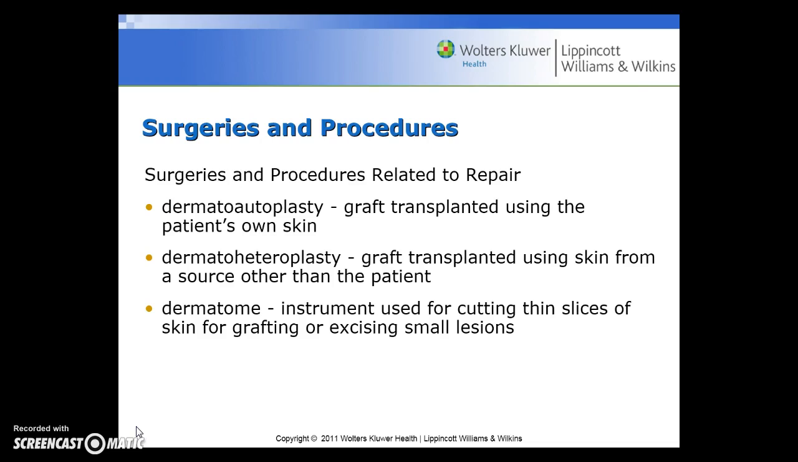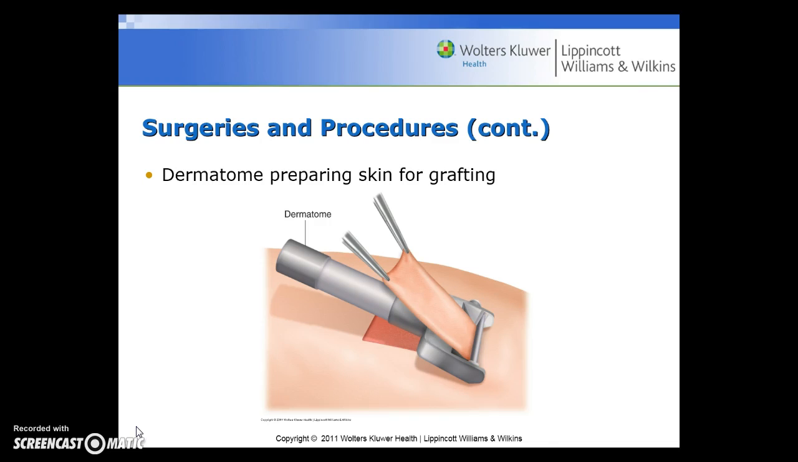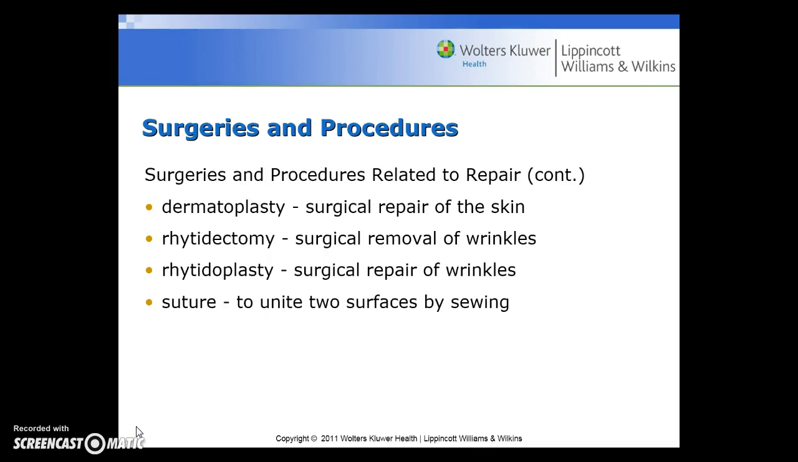Surgeries and procedures related to the repair of the integumentary system include dermatoautoplasty, which is a graft transplanted using the patient's own skin. Dermatoheteroplasty is a graft transplanted using skin from a source other than the patient, and a dermatome is an instrument used for cutting thin slices of skin for grafting or excising small lesions. So here's a picture of a dermatome preparing skin for grafting, and the dermatome is that tool.